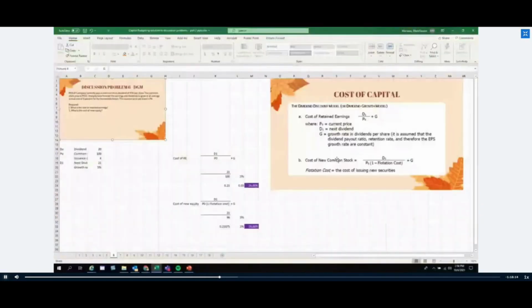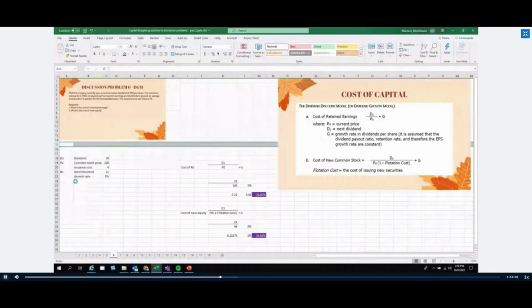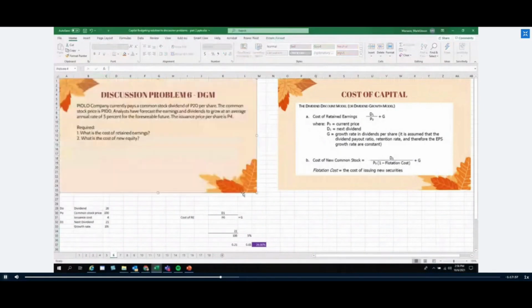Again, in this type of problem, wala tayong magiging problema. We just need to follow the formula. So, unahin muna natin ano ba yung mga given. Okay. So, we have the dividend. Sabi dyan, dividend of 20. This is dividend sub-zero, meaning this is dividend now. The common stock price of 100, given pa rin. Issuance cost of 4 pesos, again, given.